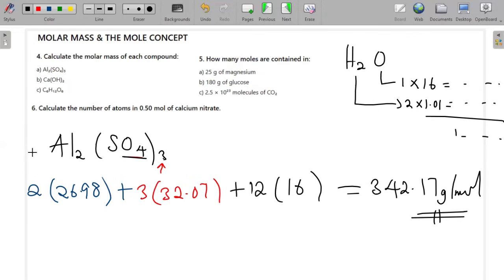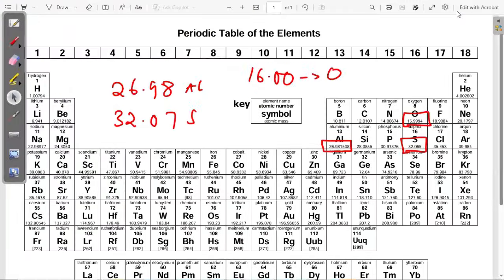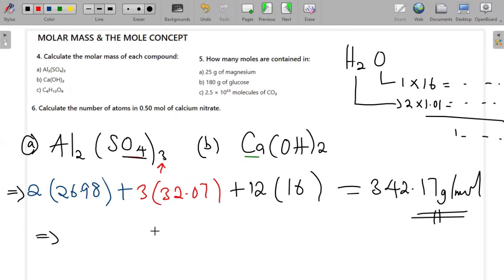This was part A. So B, we have calcium, and then OH, and then 2 outside. For that one, we're going to have calcium. We just have 1 calcium there. So what is the molar mass of calcium? So I go to my periodic table. Calcium, where are you? Calcium is here. So the molar mass is 40.078. I'll round off to 2 decimal places, so it will be 40.08. Okay, that's for calcium, and calcium is just 1.